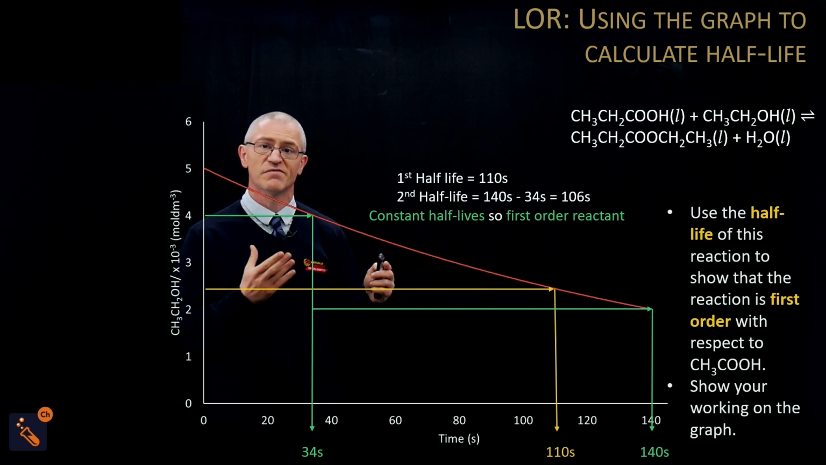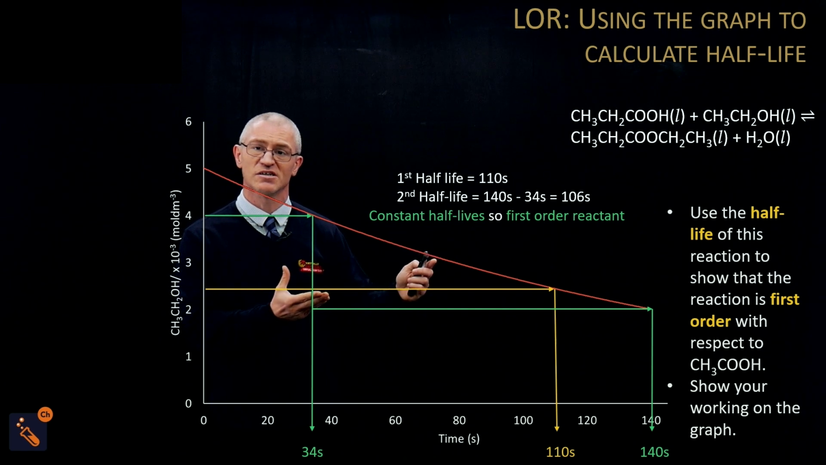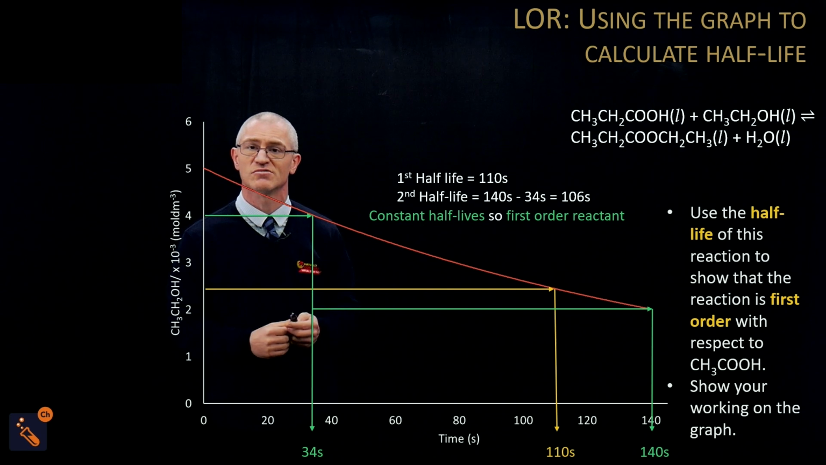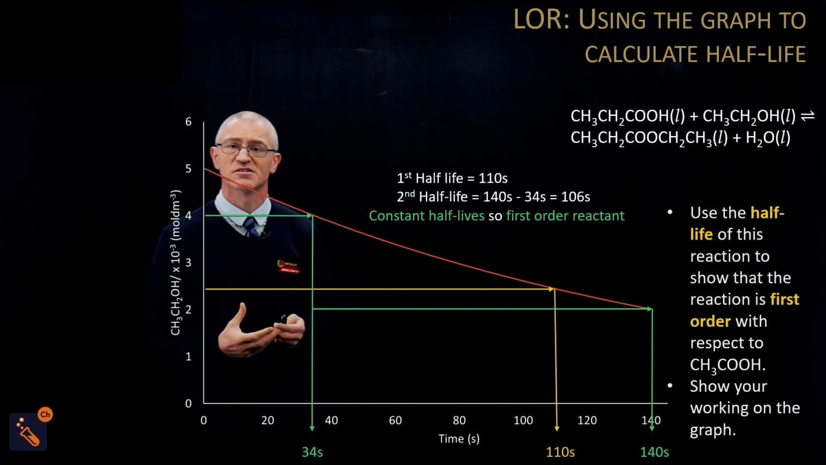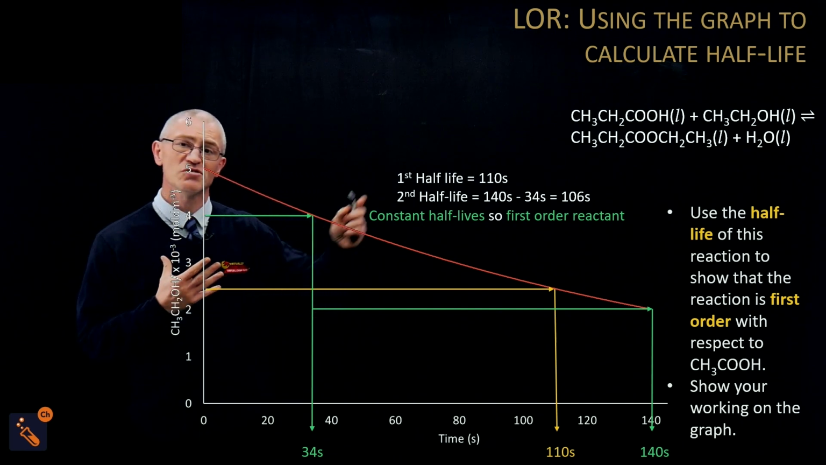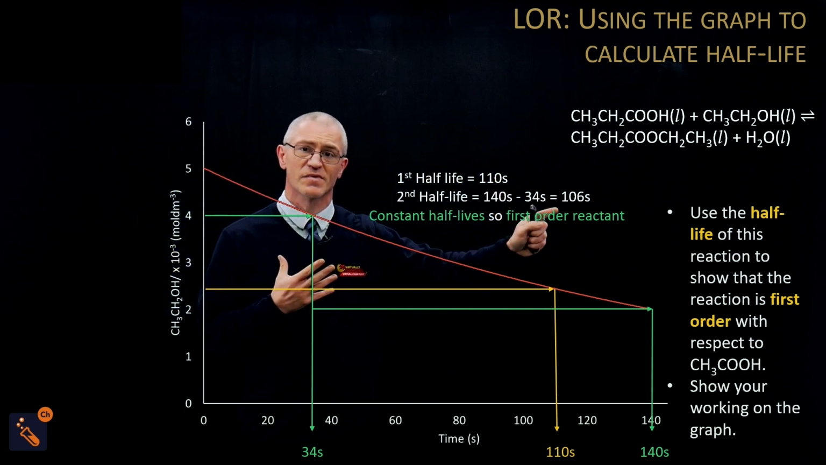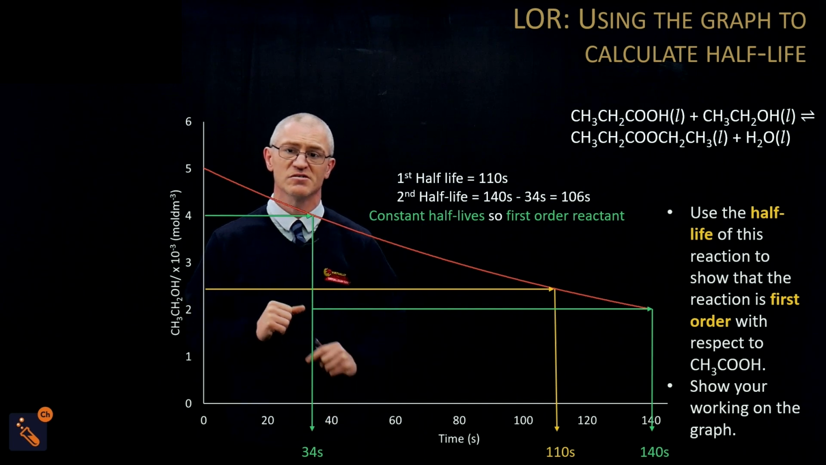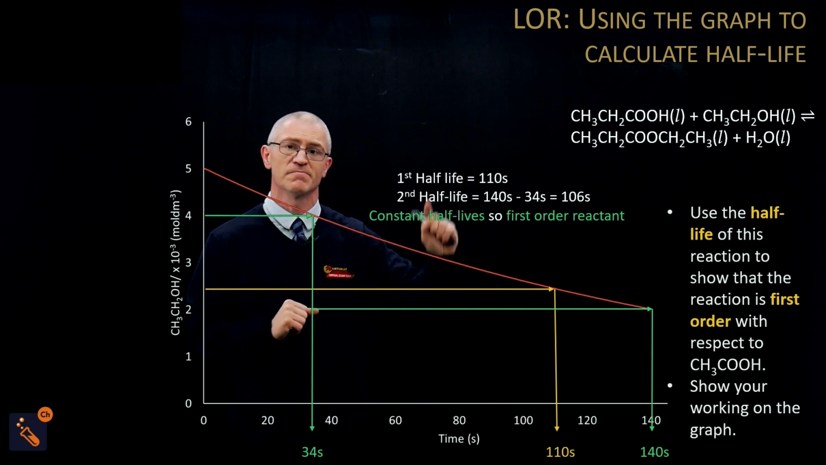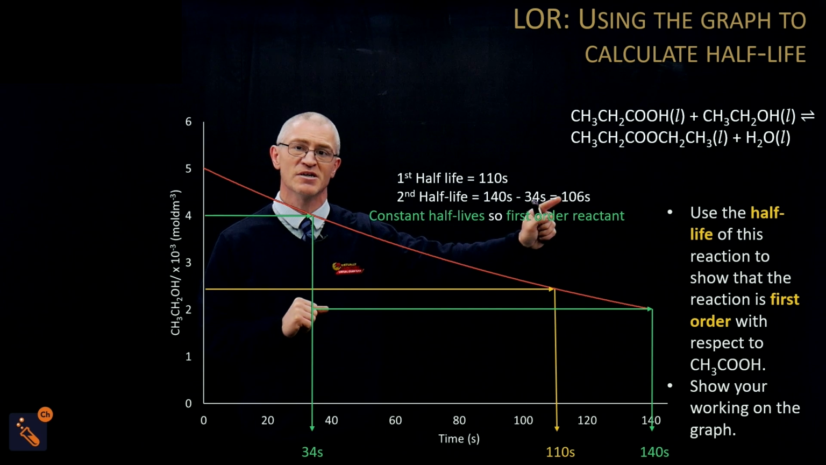So that first half-life is 110 seconds. The second one is 140 seconds minus 34 seconds, which is 106 seconds. So that means you have got 2 half-lives, one with the 140 minus the 34, one with the 110, that are roughly similar.